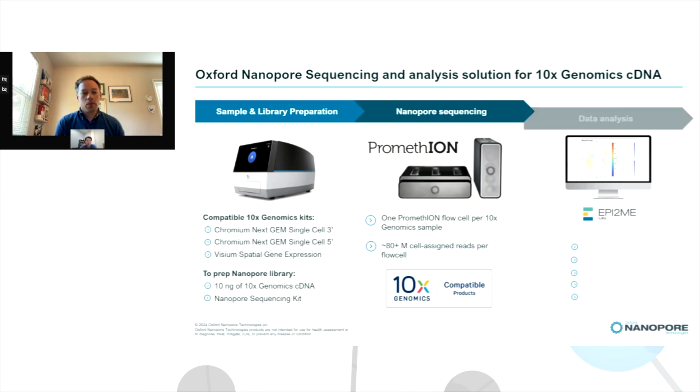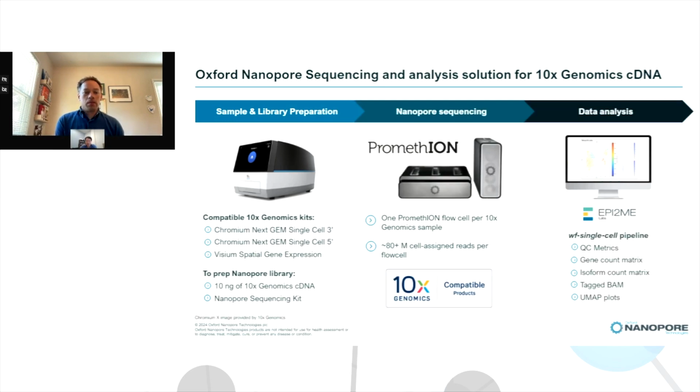Lastly, for a little bit more detail, the kits that are certified compatible with 10x Genomics are their 3', 5', and Visium spatial kits. We're also testing their new GEM-X chemistry in-house, which is looking really good. You use 10 nanograms of 10x Genomics cDNA to do the library prep.